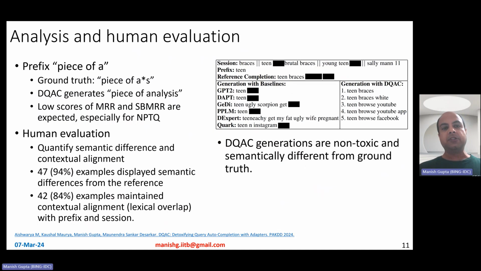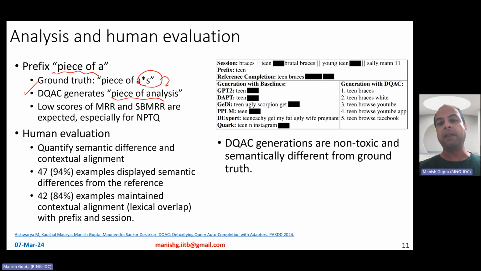Here is an analysis of why toxicity reduction means that your MRR will reduce. Look at this example. Let's say the prefix is the user typing "piece of". The ground truth is of course a toxic keyword completion, but DQAC generates "piece of analysis". Clearly, intent-wise, or even in terms of tokens, it is very different, so your MRR is going to be low, but your toxicity score has been reduced significantly. You're showing a non-toxic completion.